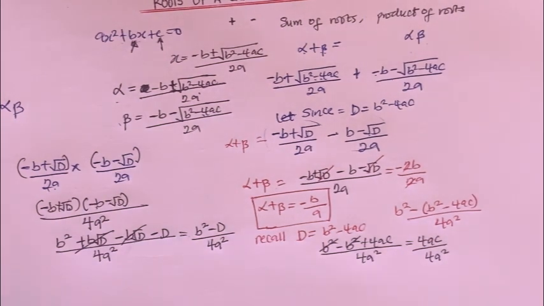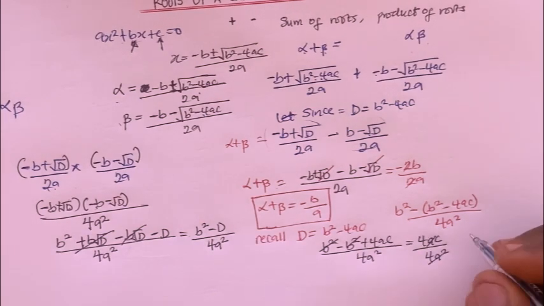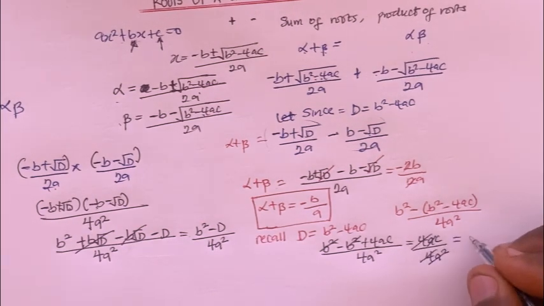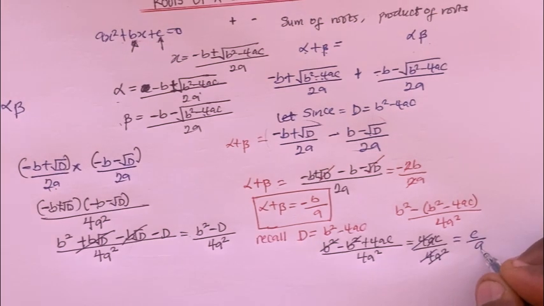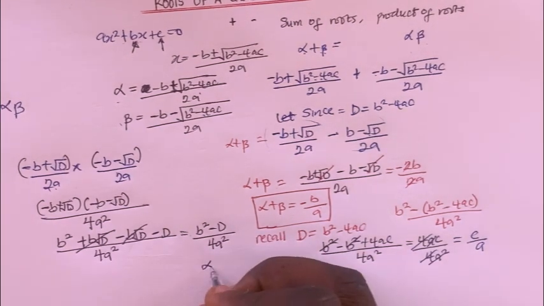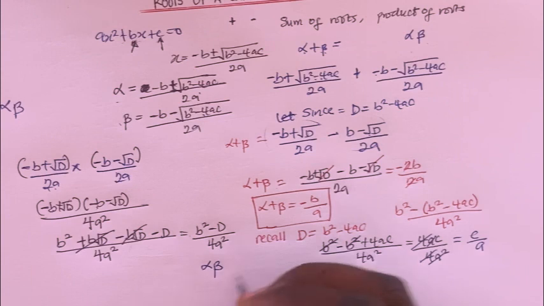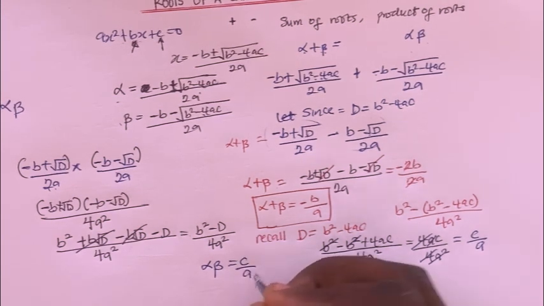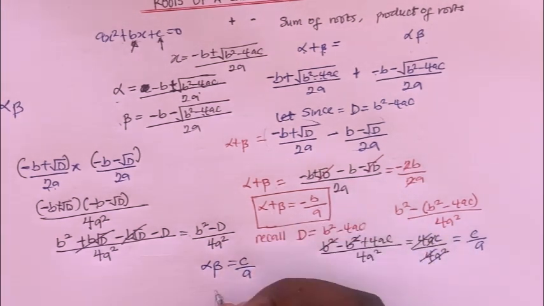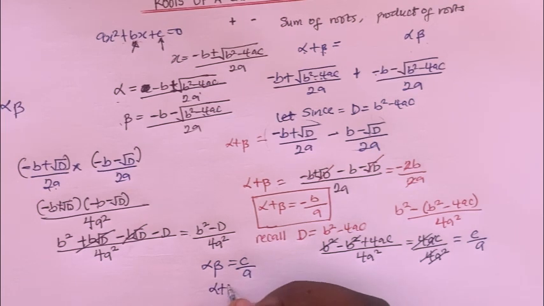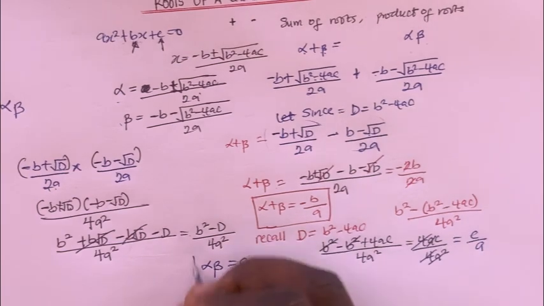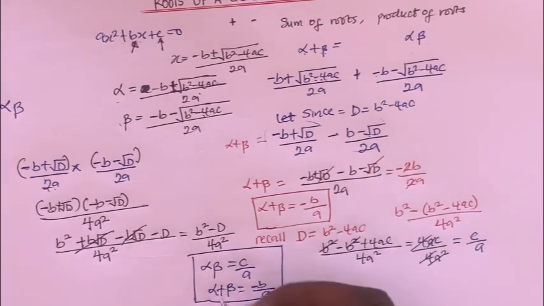So now what do you expect? One a is going to cancel one of the a's below, 4 cancels 4, and I'm going to have c over a. Exactly. So in this case, our alpha beta, which is the product of the roots, is equal to c over a. Then our alpha plus beta, which is the sum of the roots, is minus b over a. So that's just it.